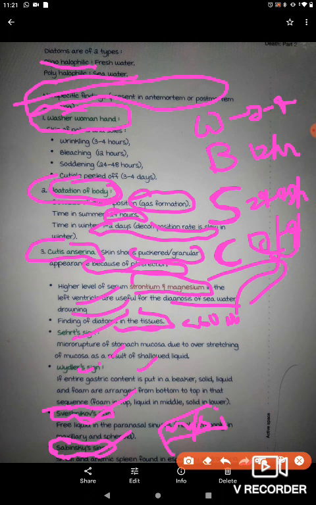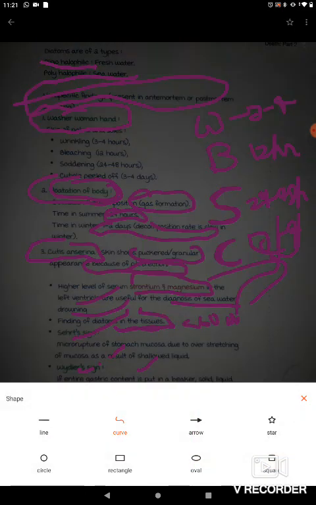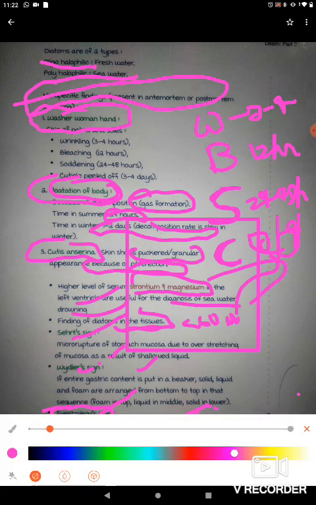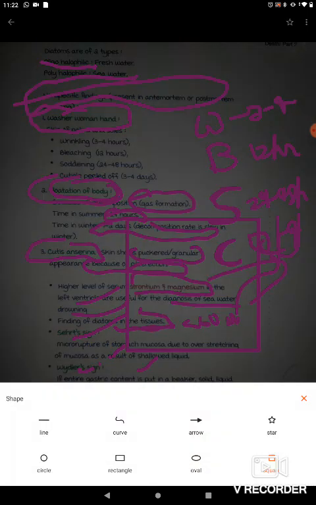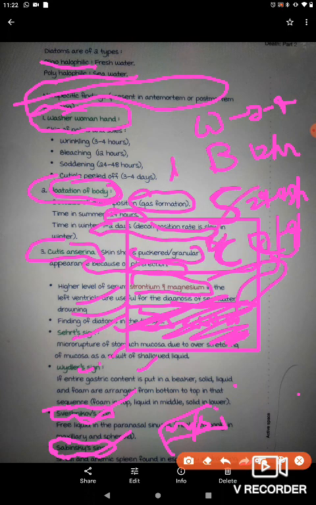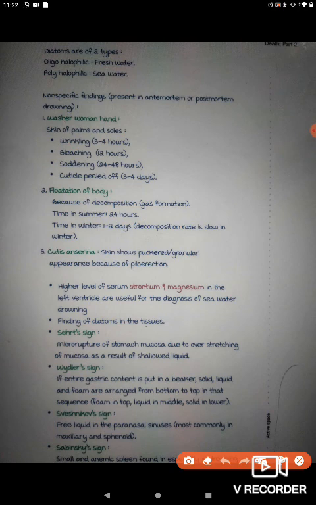Wedler sign: if gastric content is put into a beaker, the bottom will have the solid in the lower part, most liquid in the middle, and froth. What you have seen, the leathery, white, mucoid, copious froth that was coming in the conscious drowning, will be on the top of the gastric content. Also, we have this Wedler sign.